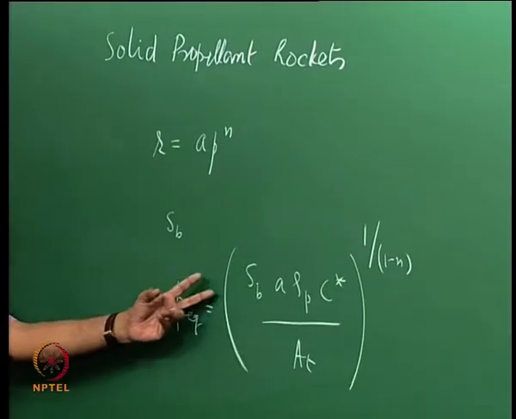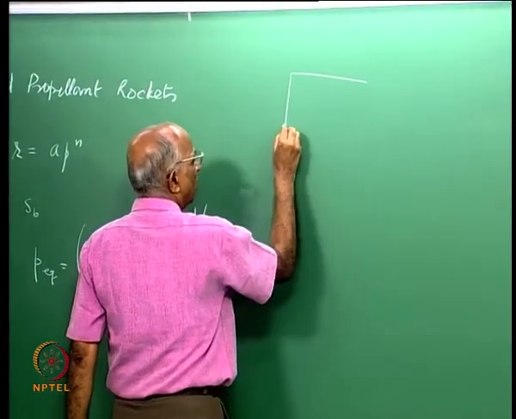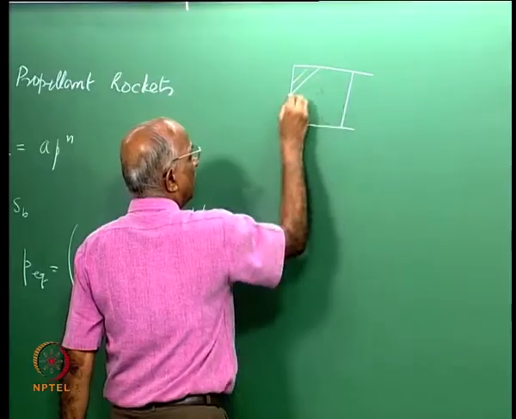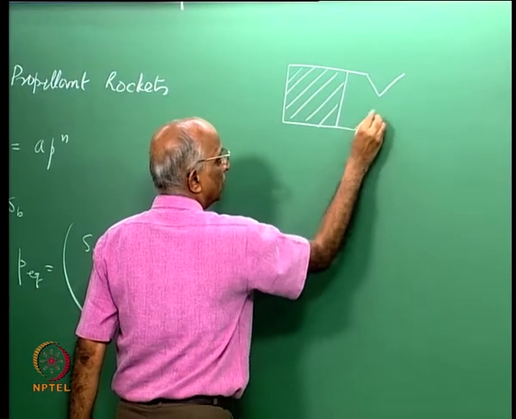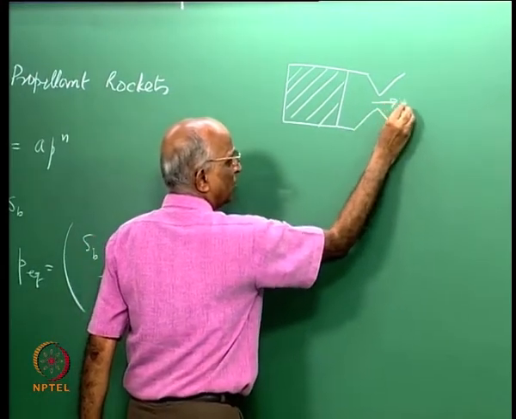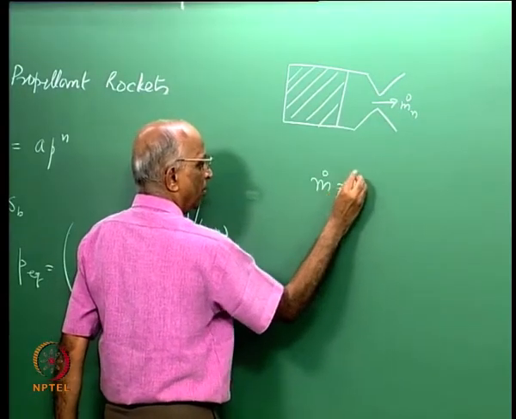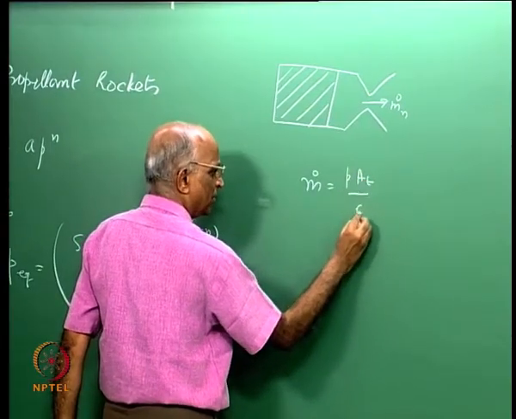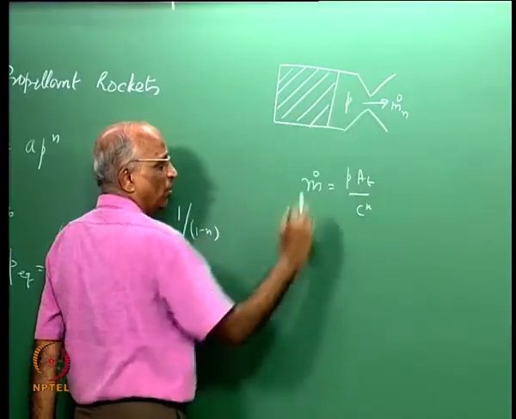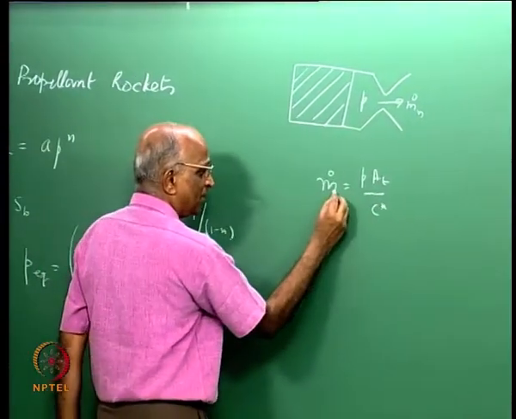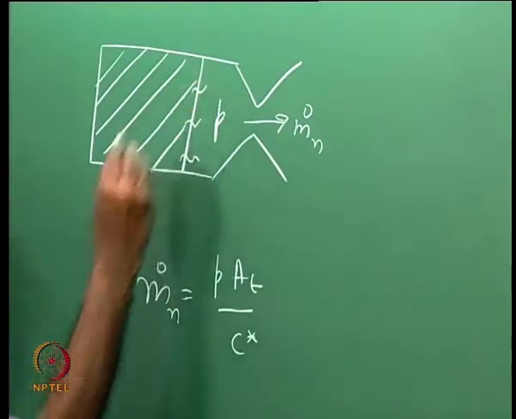How did this come? We considered a simple scheme wherein I had propellant which was enclosed in a case. I had something like a nozzle here. We said the rate at which mass leaves through the nozzle, m dot n, can be written as P At divided by C star, where P is the pressure here, and it is always choked at the throat. Therefore this is the volume I am considering, and that is the mass rate at which is leaving the nozzle, and the rate at which mass is getting generated from the burning of propellants.